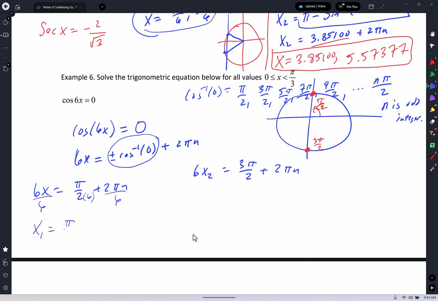X1 equals pi over 12 plus, I'm going to reduce it, pi n over 3. Same thing with this one, guys. Divide by 6, divide by 6, divide by 6. X2 equals, 3 goes into 6 twice, so pi over 4 plus pi n over 3. Here are my answers: pi over 12, pi over 4. I'm looking between 0 and pi over 3.